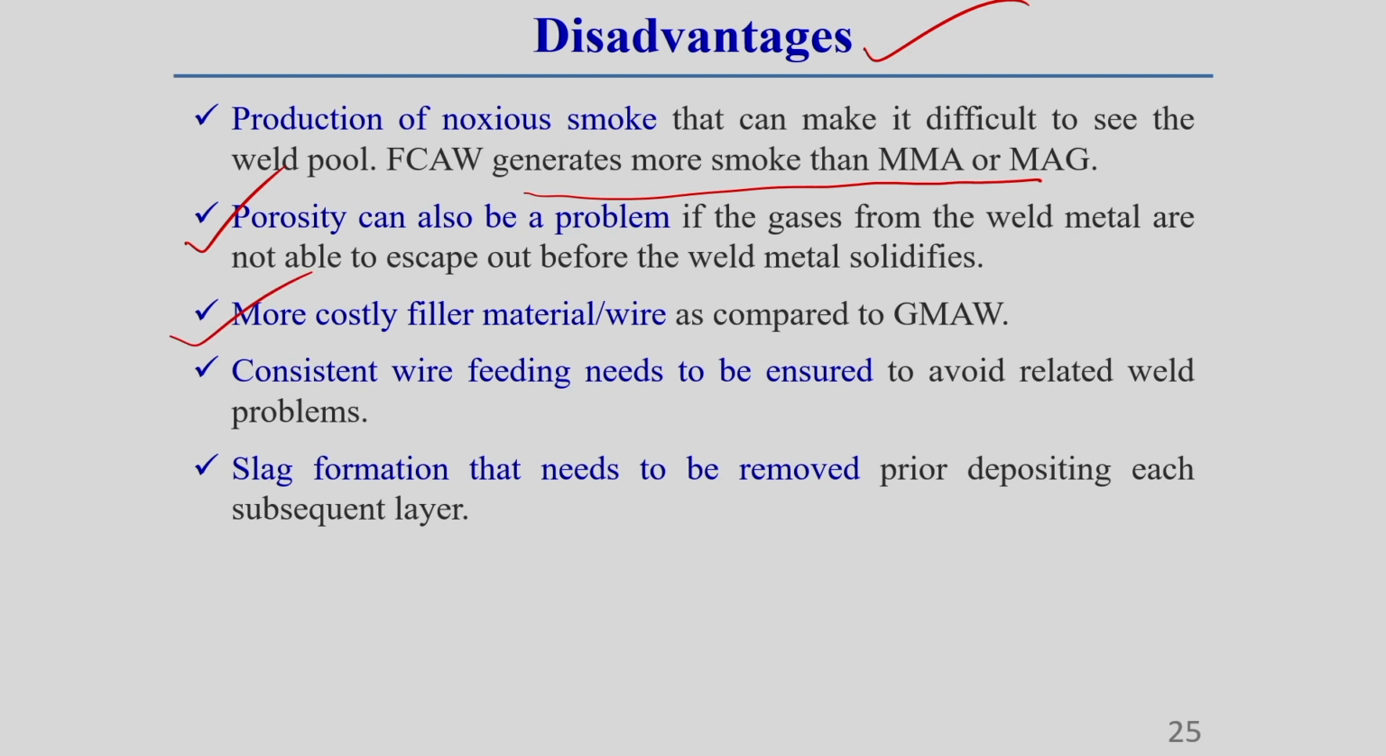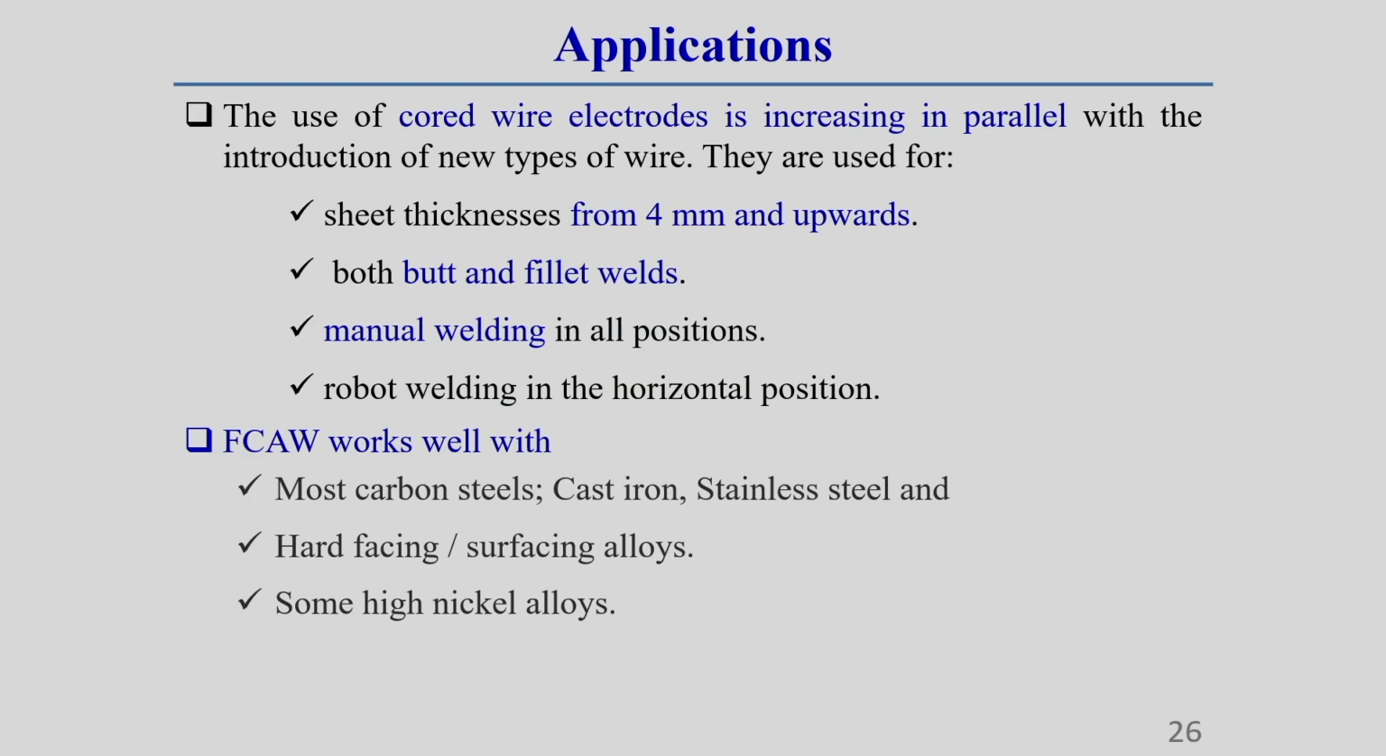The filler material is more costly as compared to the GMAW process. Consistent wire feeding needs to be ensured, otherwise there is a chance of weld defects. Also, as slag formation takes place, it needs to be removed prior to depositing any subsequent layer. This is generally used on plate over 4 millimeter thick. It can be used for butt and fillet welds, as a manual welding process, and also in all positions.